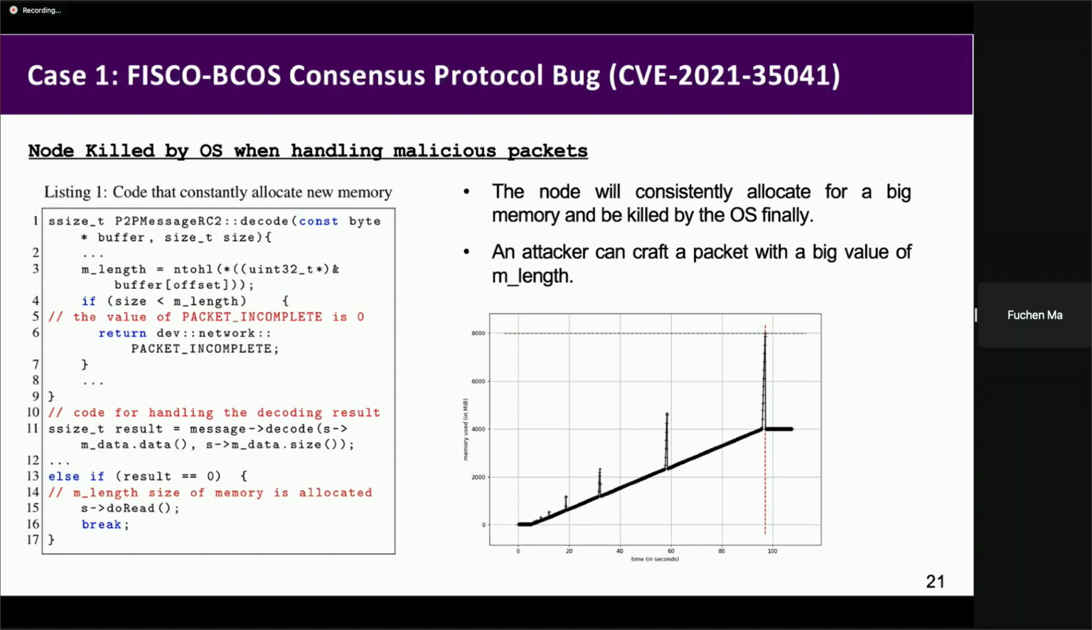Thus, the if condition at line 4 of the listing will be triggered, and the decode function will return 0. And the FISCO BCOS node will think that the packets are not complete and allocate big memory for receiving the following content. Thus, if LOKI constantly sends the malicious packets, the memory will constantly be consumed, and finally the kernel will kill the node process and cause a node crash. For now, this bug has been fixed by the developers.